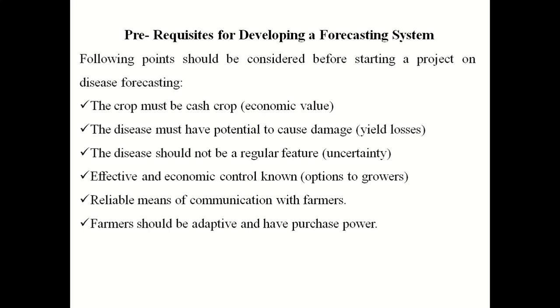Now, before developing any forecasting system, certain points should be kept in mind. The crop must be highly economically valuable. The disease should cause huge yield losses. The disease should not be a regular trend with certainty. Effective and economic control measures should be known by the growers. There should be a reliable means of communication with the farmer, and the farmer should be adaptive and have purchasing power.